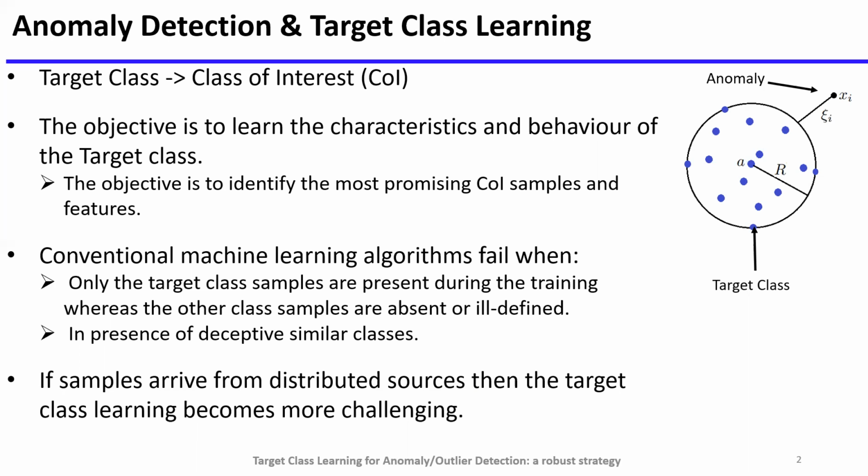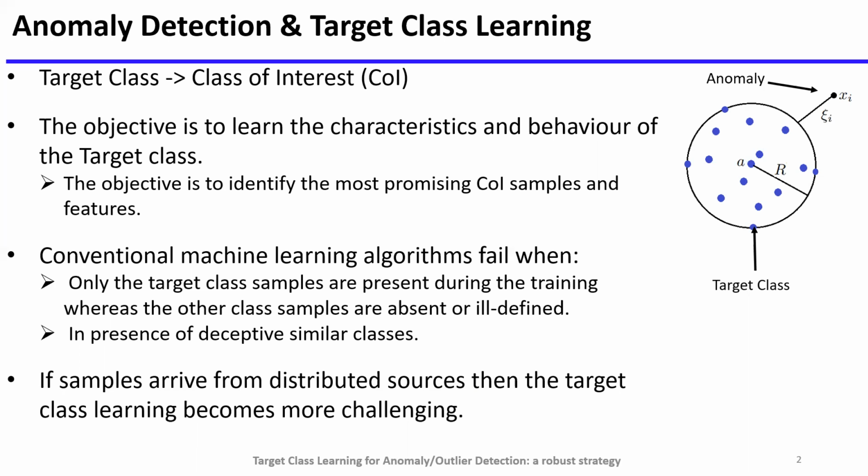So we should think about this, because sample C arriving for testing is surely an anomalous sample, and we should efficiently identify that. In such cases, the conventional machine learning algorithms fail, because what we assume for target class learning is that only target class samples are present during training. That means the class in which we are interested is available for training, and the other class samples may be absent, ill-defined or poorly sampled.